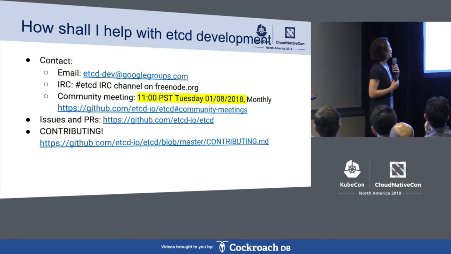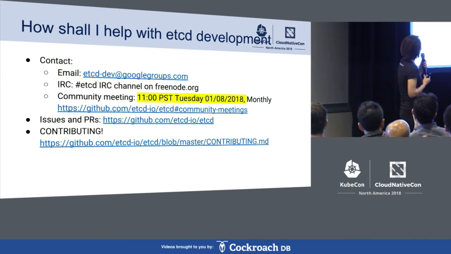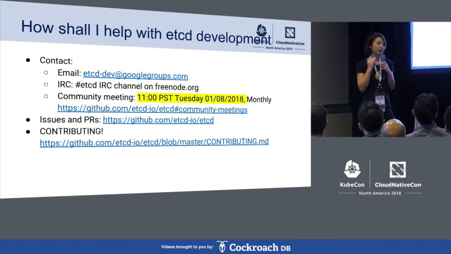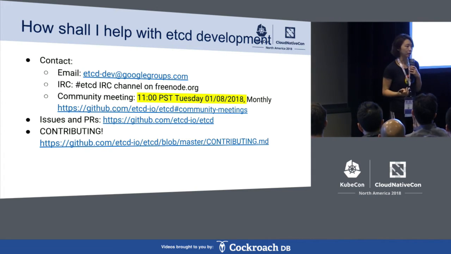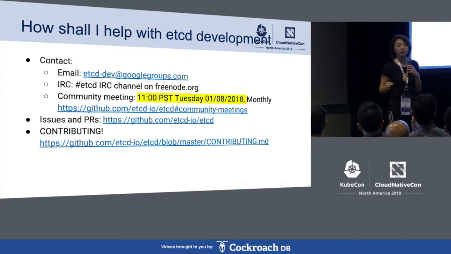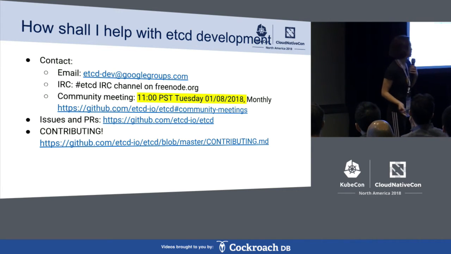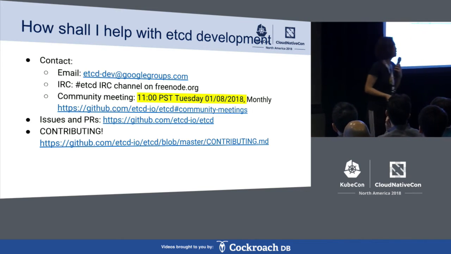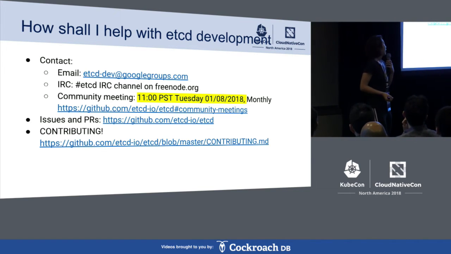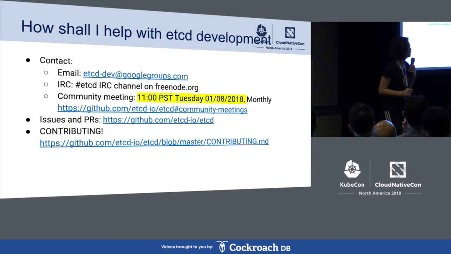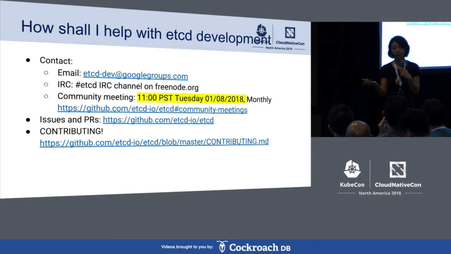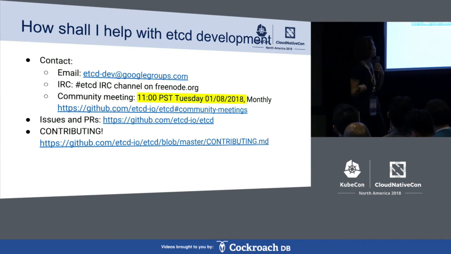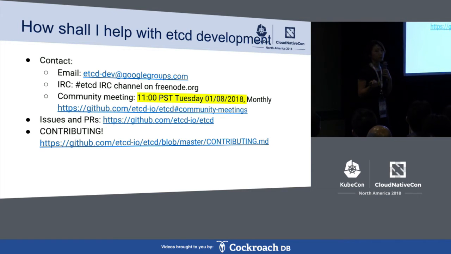You can email the SSD Dev Google Group, and we had a bi-weekly community meeting before, and we are planning to resume the community meeting as we see more and more people interested. Since it's holiday season, it will start right after the holiday season, January 8th at 11 o'clock in the morning Pacific time. And it will be monthly, and you can go to that link. We usually have an agenda, and you can put your agenda in there if there is anything specific you want to discuss. And issues and PRs can be created in the SSD repo.